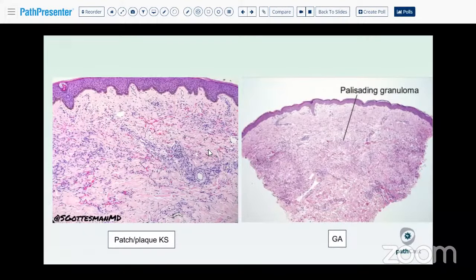So patch plaque KS versus GA, both busy dermis. Here are endothelial cells wrapping around everything. And here we have our interstitial inflammatory infiltrate, lymphocytes, histiocytes, giving that busy dermis, often in a palisading array with necrobiosis.